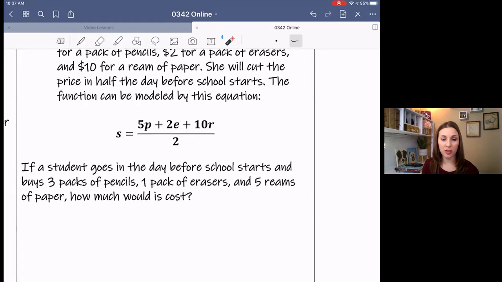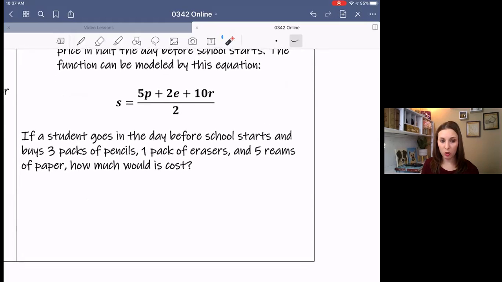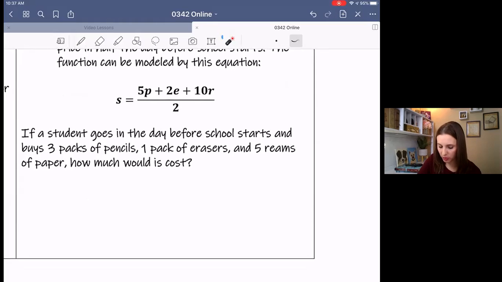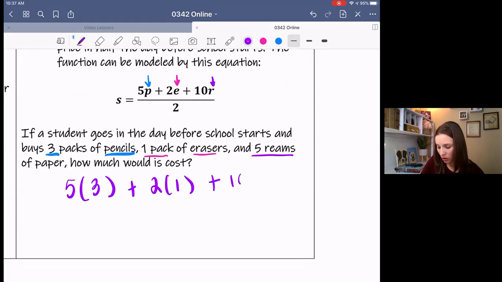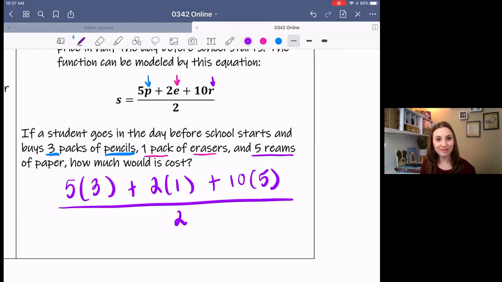So this person goes in the day before school starts. She buys, or the student buys, 3 packs of pencils. So 3 goes in for P, 1 pack of erasers, and 5 reams of paper. So you just have to plug them into the correct variables, the corresponding variables. So $5 for pencils, $2 for erasers, $10 for paper, and then we're cutting it in half since it's the day before school starts.